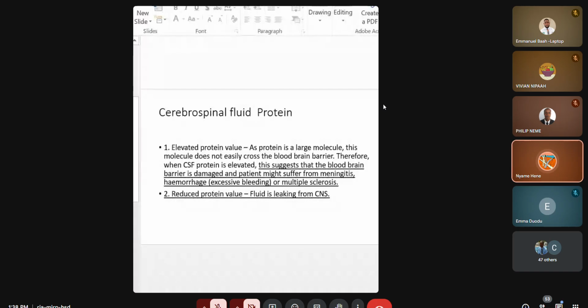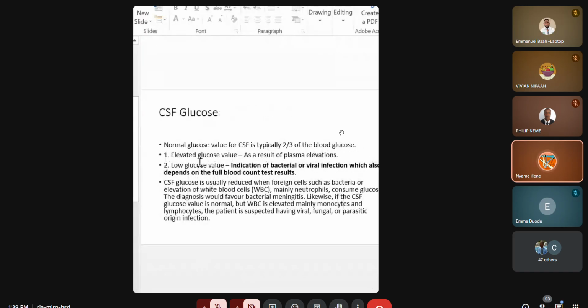Maybe there is a break in tissue that is causing cerebrospinal fluid to leak away, and so the proteins are also seeping out of the CSF. Then we talk about the glucose.